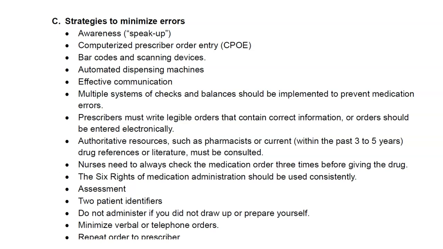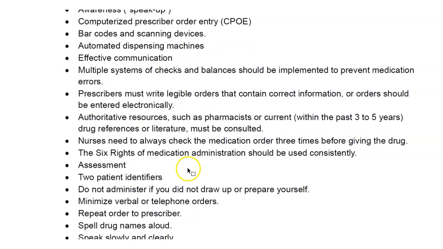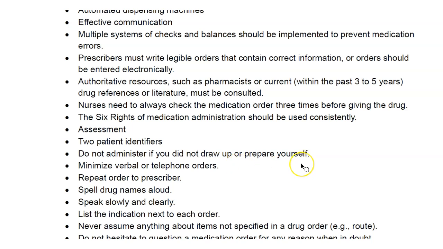Now, nurses need to always check the medication order 3 times before giving the medication. The 6 rights, well, now we have 8 rights, so disregard. This is 8 rights of medication administration. Make sure we're following it every time for every patient, for every medication that we're giving. Assessment, making sure you're checking your patient, using 2 patient identifiers, which is typically the patient's name and date of birth. And definitely follow your hospital policy, and do not administer if you did not draw the medication.